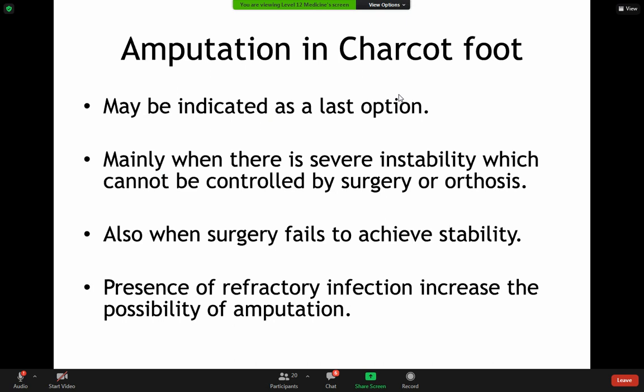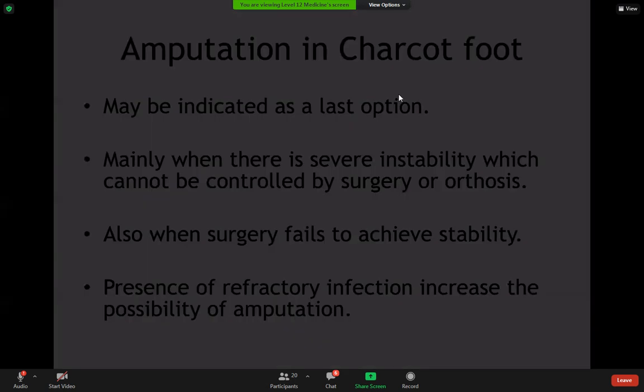So sometimes we need to amputate in Charcot foot, which may be indicated as a last option, mainly when there is severe instability which cannot be controlled by surgery or orthosis. Also when surgery fails to achieve stability. Presence of refractory infection also increases the possibility of amputation.